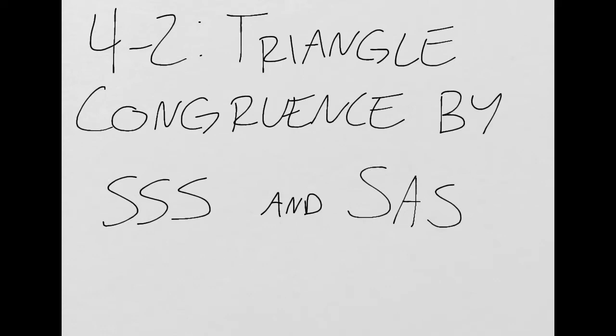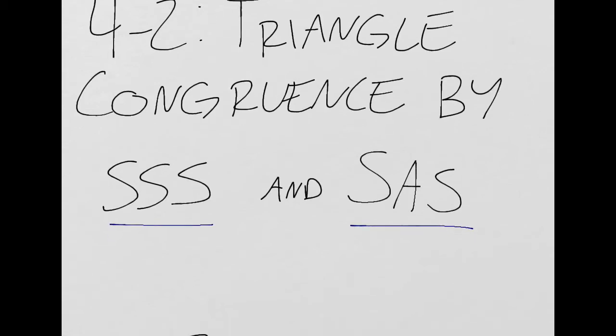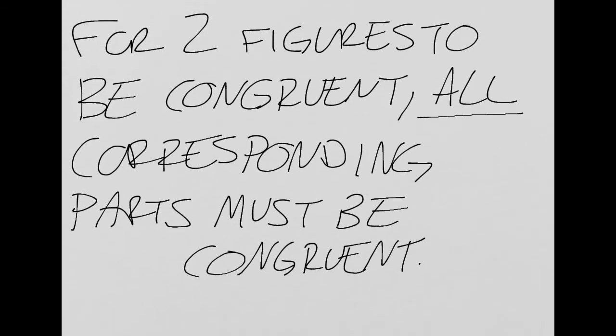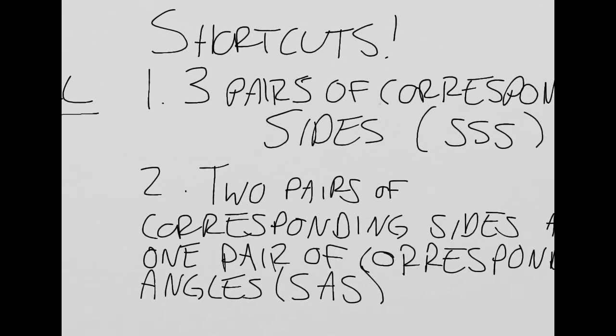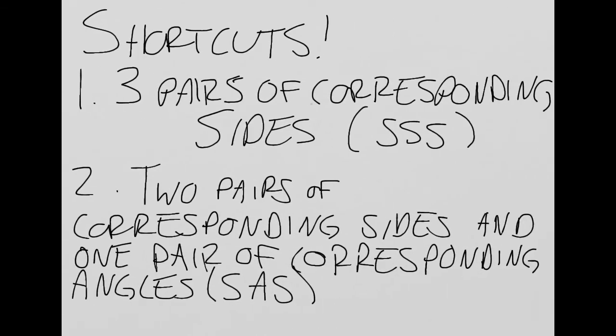This is section 4-2. This is proving that triangles are congruent by side, side, side, and side, angle, side. So, if we remember from section 4-1, for two figures to be congruent, all corresponding parts must be congruent. So all sides and all angles must be congruent. But in this section, we're going to talk about some shortcuts that we can take.